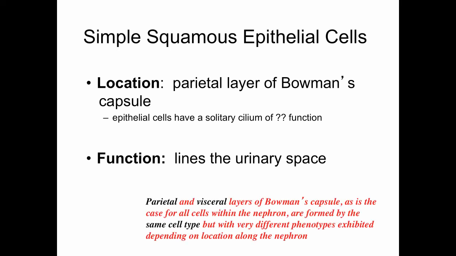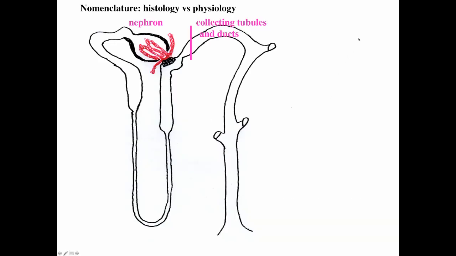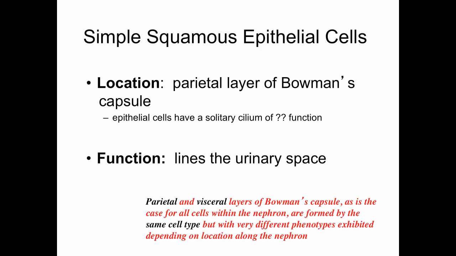The parietal and visceral layers of Bowman's capsule, as is the case for all of the cells within the nephron, so all of the cells in this portion of the uriniferous tubule, are formed by the same cell type but with different phenotypes being expressed depending upon their location along the nephron.